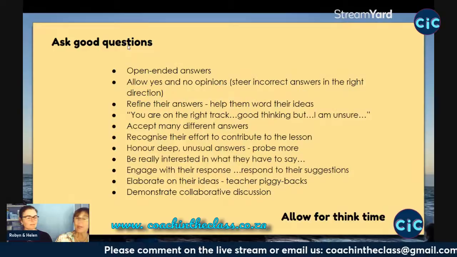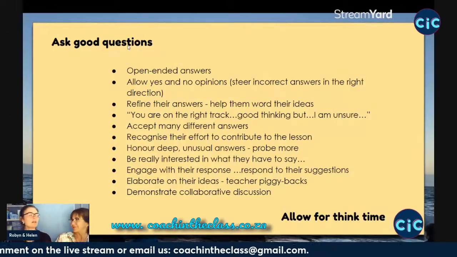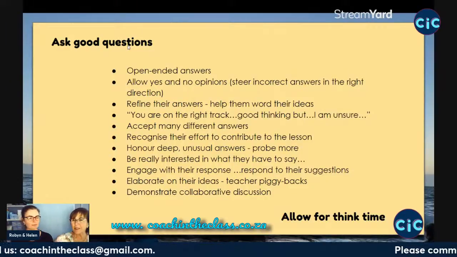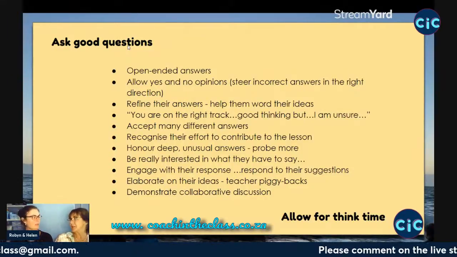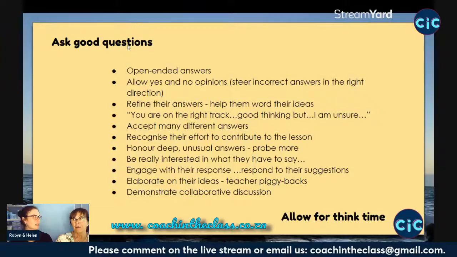Like, you're on the right track, good thinking, but you know what? I'm not sure that that's possible. Or who else can add to that idea, or clarify it? And we're doing this to keep them part of the discussion, because if you shut them down, you're not going to have kids wanting to debate with you. And also that develops their verbalizing of what they're thinking.